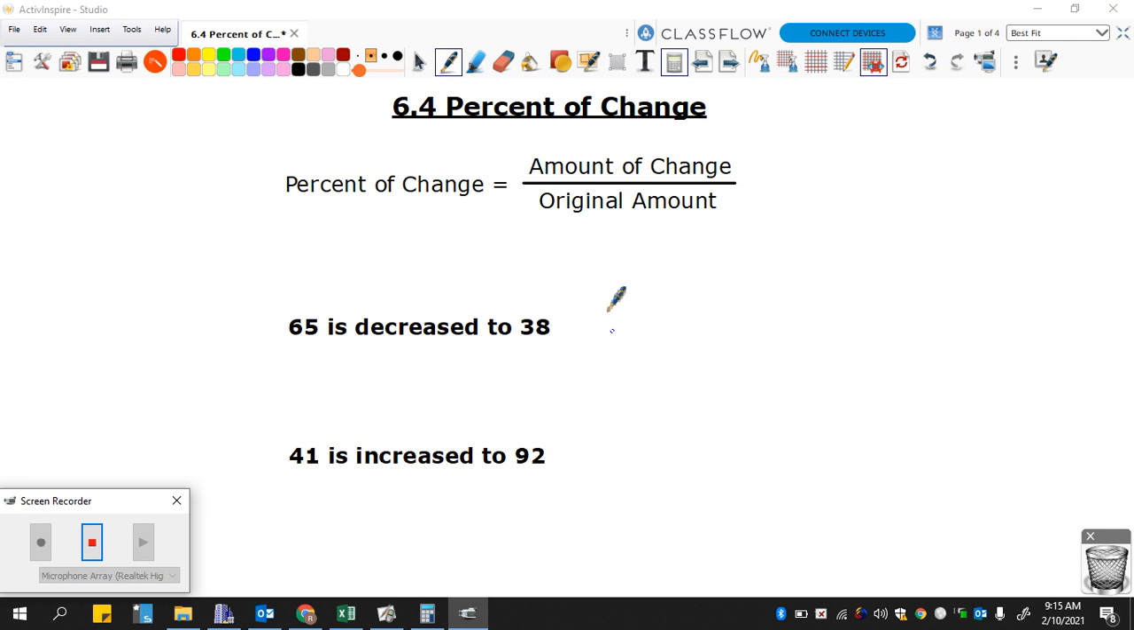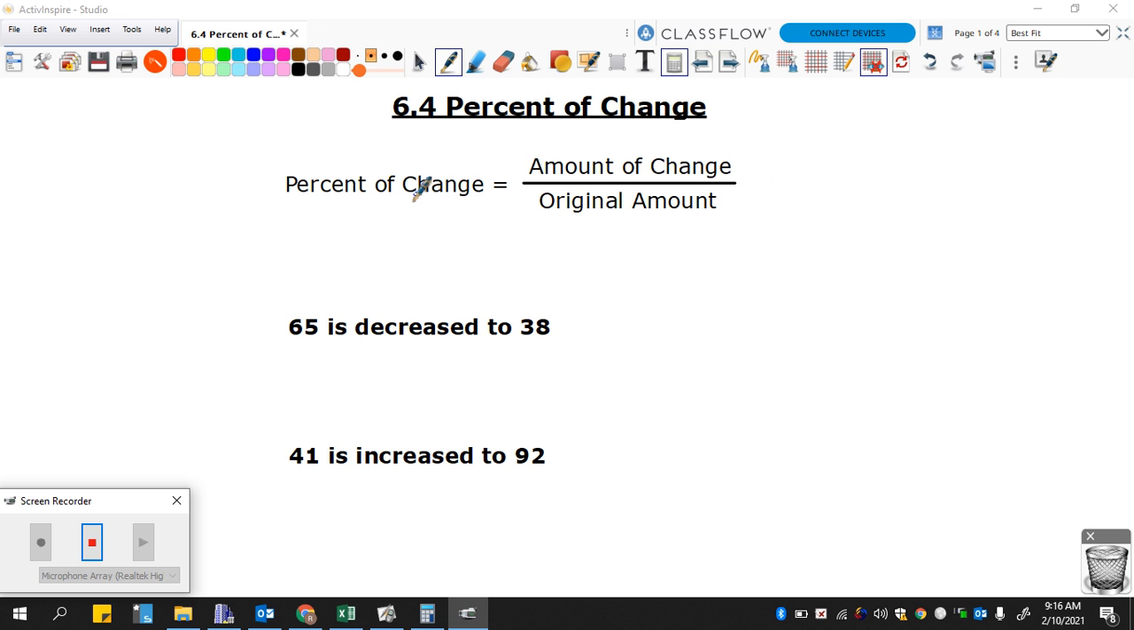All right, in this lesson, we're going to talk about the percent of change. A change could be either an increase, where the new price is larger than the old price, than the original price, or a decrease where the new price is smaller than the original price, like if you have something on sale or something like that.